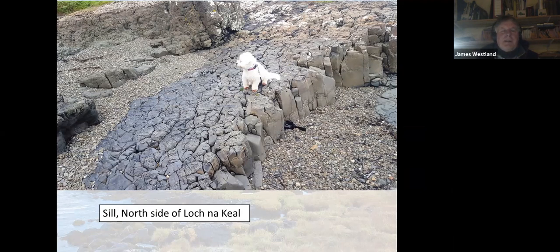So it produces this very distinctive top surface, like polygons all interlocking. It's not a very thick one, this. It's less than a metre thick. Dog's quite small. Yeah, that's a nice one. And that's right beside the road, right beside the lay-by on the north side of Loch na Keal, where people stop to look at sea eagles.